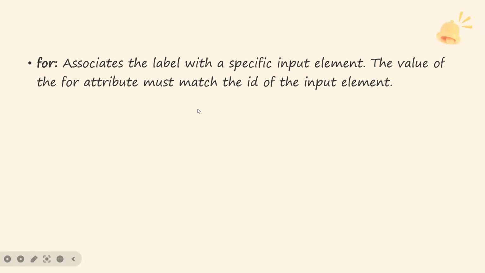I have already mentioned the for attribute. The for attribute associates the label with a specific input element. The value of the for attribute must match the ID of the input element. So which input element do you want to associate the label with? The thing they have in common is that the value of the for attribute should be the ID of the input element.